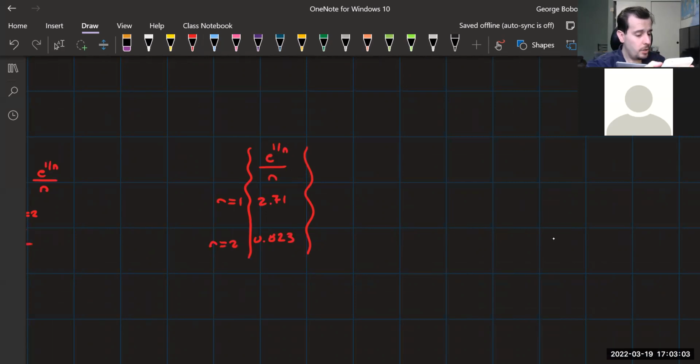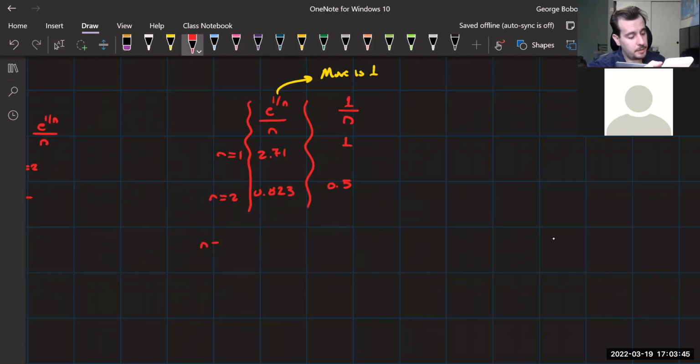So what I want is another series here that is larger than this. Well, the maximum value that this can go is 1, you said. Max is 1. Do you know what that means here, Kelly? It means that if you replace this with 1, this is always going to be smaller than you. If I replaced it right now with 1 over n, this is going to be 1, and this is now going to be 0.5.